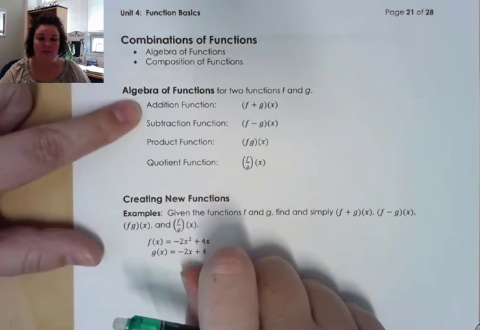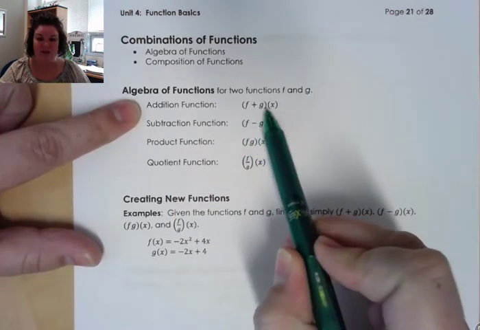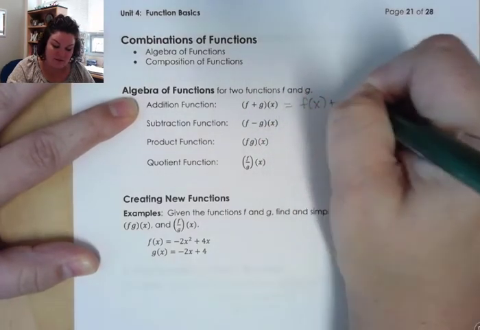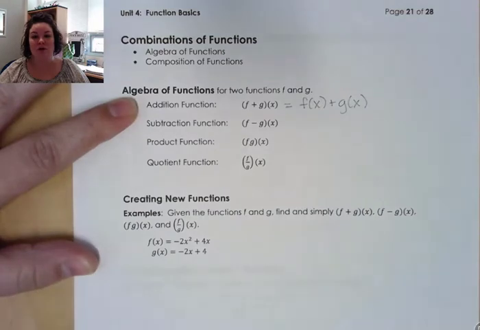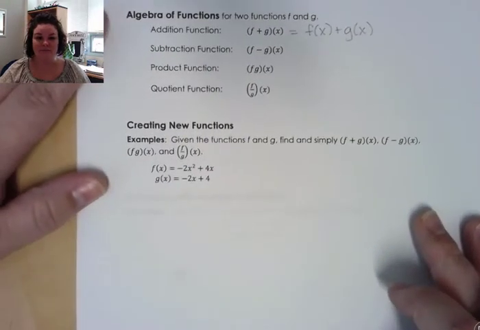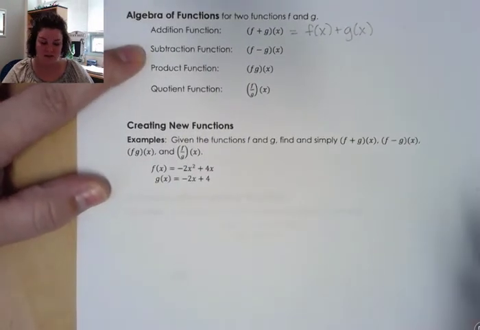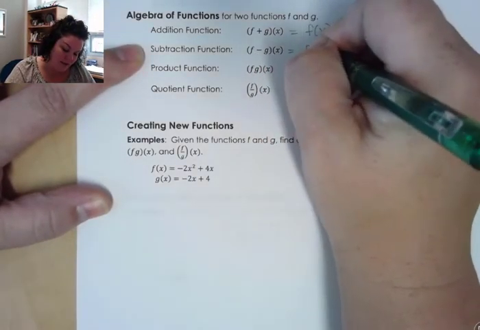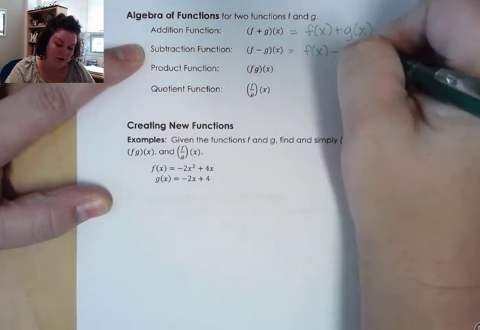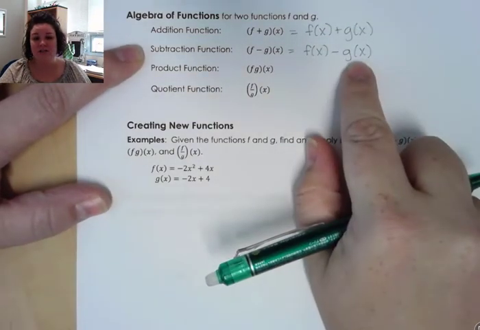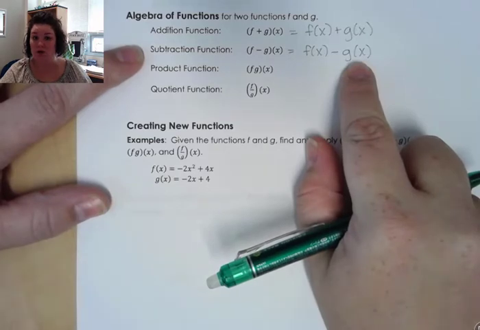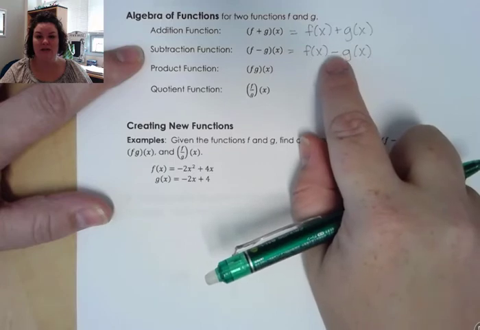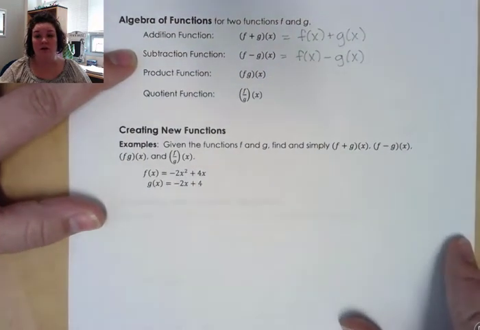We can create an addition function, which we write as f plus g of x, and what this means is we're basically just taking our f of x function and adding it to our g of x function, okay? Same thing with our subtraction function. We write this as f minus g of x, and all this means we're doing is taking our f function and subtracting our g function. So if our g function happens to have more than one term, we need to make sure that we use parentheses around it so that we know to distribute that negative to every term within g.